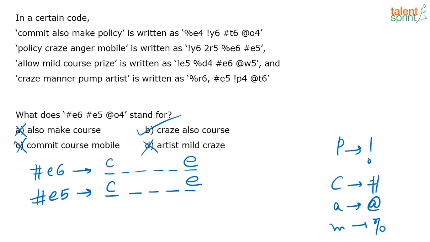Directly you can say. If you know the code for C is hash, you know that there are 2 words in this code which will start with C. If we know that, directly we can eliminate these 2 options. We are left with these 2 options, and then we also see that these 2 words, course and commit, both are 6-letter words. But we need one 6-letter word and one 5-letter word. That is there only in option B. So we take it as option B.